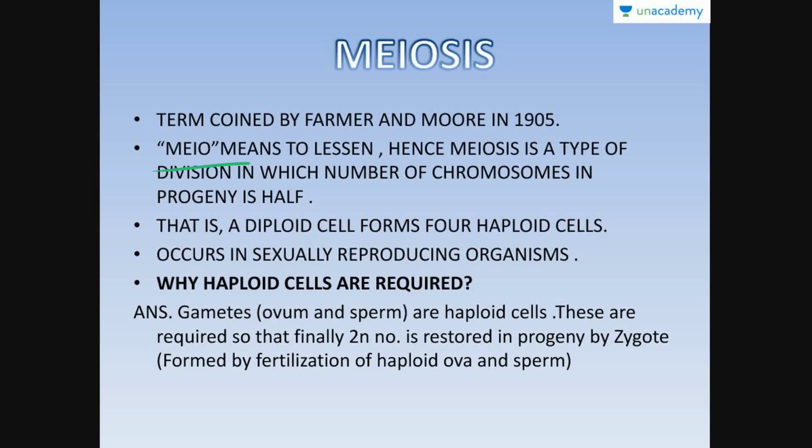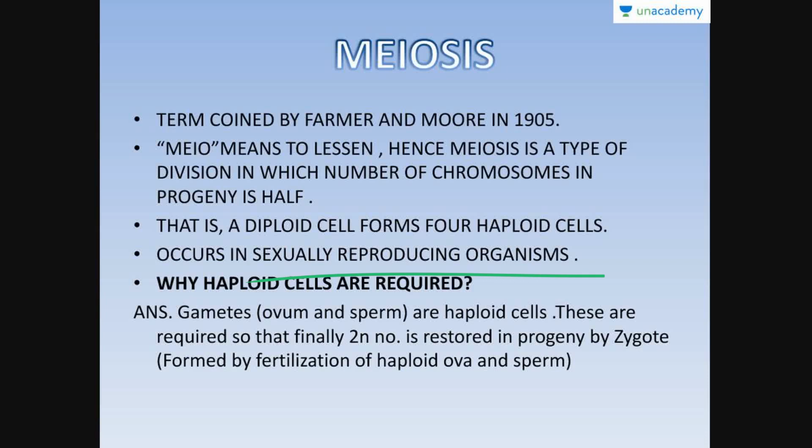Now what actually happens? There is a diploid cell in the beginning, meaning the number of chromosomes is 2n in the case of a diploid cell. But at the end of the whole process, after meiosis I and meiosis II, the number of chromosomes present in each cell becomes n. That is why we call it a haploid cell. And the number of such cells is 4. 4 haploid cells are formed from one diploid cell. And this process occurs in sexually reproducing organisms.